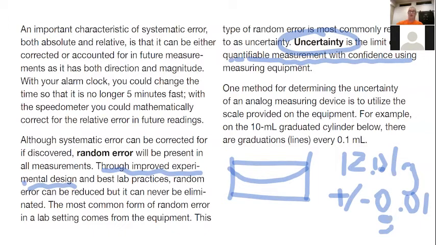Now, if it was 12.01 grams plus or minus a gram, well, that makes these numbers pretty much useless, right? Because that tells me it's either 11 grams, 12 grams, or 13 grams. It's somewhere in there, and that's not good enough. So we need to be able to figure out what our uncertainty is in measuring mass and our uncertainty in measuring volume.